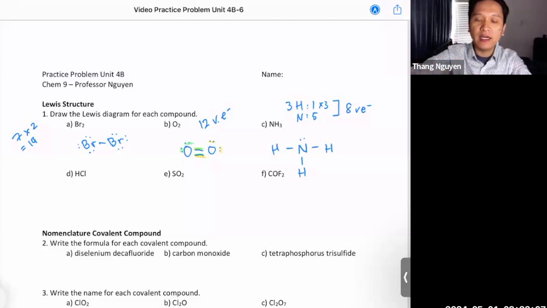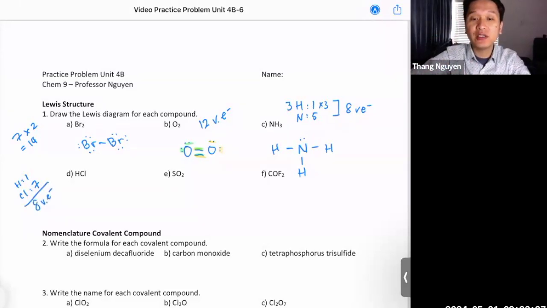Next, let's go to HCl. So remember what hydrogen is. Hydrogen is 1 electron, and Cl, do you recall where Cl is? Cl is a halogen, so it's 7 electrons, just like that bromine on top. So a total of 8 valence electrons.